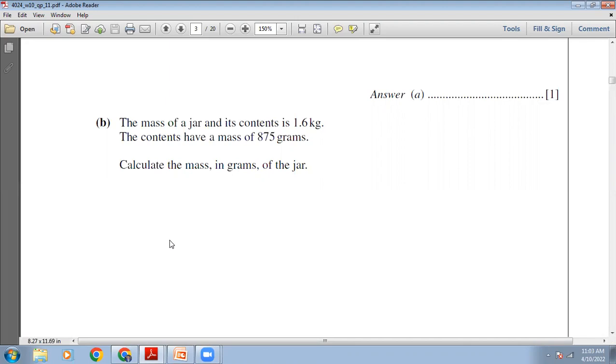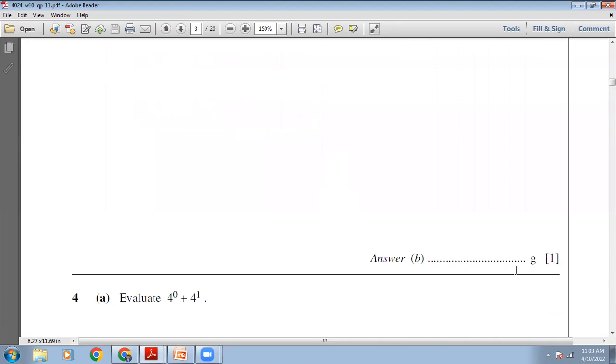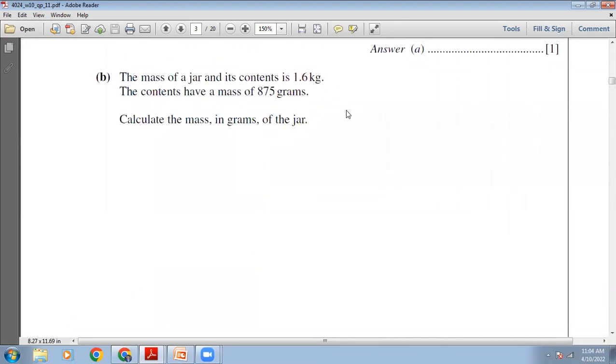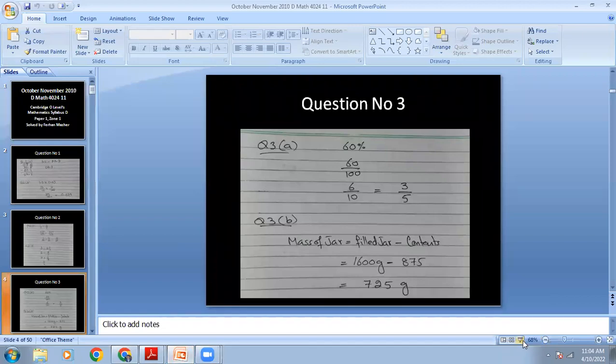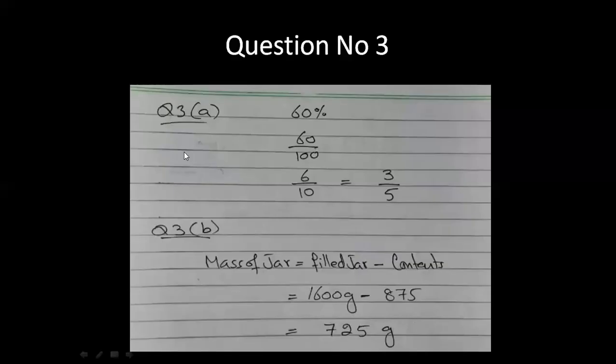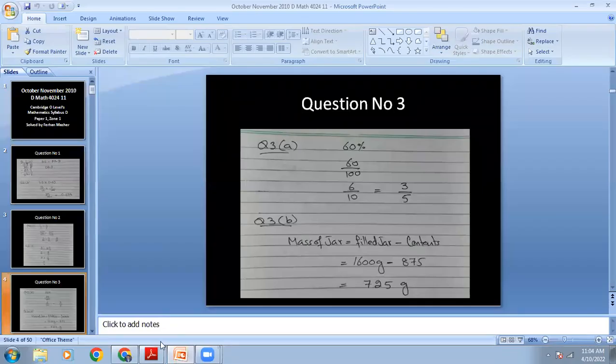But the problem is the units are different. They are not consistent with each other. So this is 1.6 kg, this is 875 grams. They should be either both in kg or they both should be in gram, because the answer we want is in grams. So 1.6 kg, that means if you want to convert kg into gram, you multiply with 1000. So just do that. So the mass of the jar will be filled jar minus the contents. So 1.6 multiplied 1000, 1600 grams minus 875 grams. So that will be 725 grams. Our answer is 725 grams.